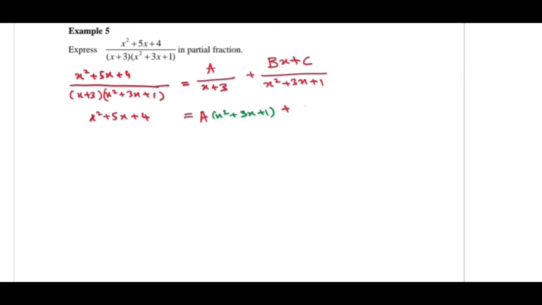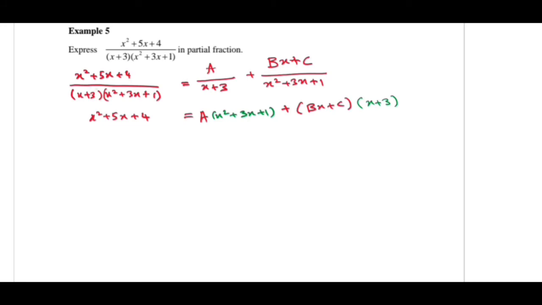So make sure you write your brackets here because we want to multiply the factor with all of bx plus c. So what should we multiply it with? Look at the denominator under bx plus c. Delete that same denominator on the left hand side. So what's left is the denominator x plus 3. So multiply bx plus c with x plus 3. And then choose your values of x.